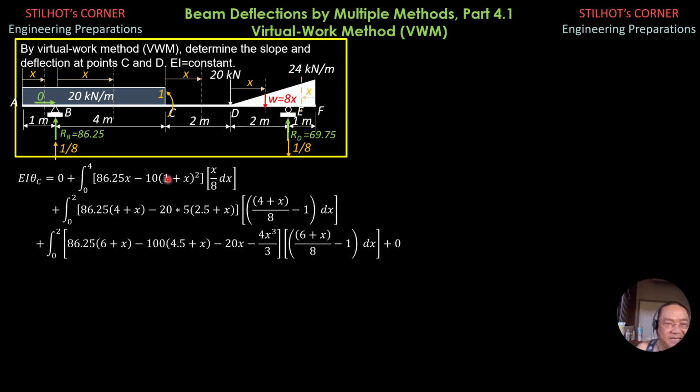So the first integral, this second term rather, is equal to 260 over 3. This one is equal to negative 745 over 12, using your high-tech calculator, of course. And this one is negative 659 over 60. Combining, we can now compute theta C, and theta C is equal to 13.6 over EI.